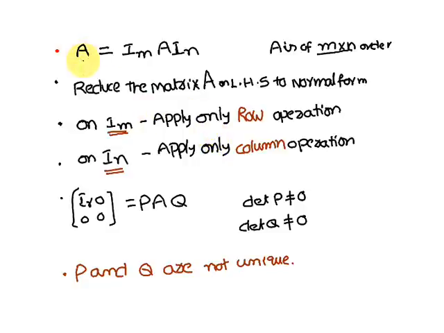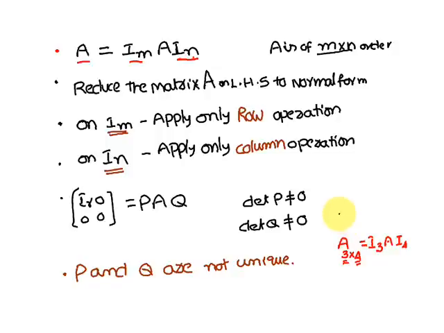First, the first step involves the matrix A. You have to write it in the form I_m A I_n. So what does this mean? Suppose the A matrix is of order 3 by 4, then you have to write it as I3 A I4. So 3 by 4 means you have to write I3 A I4.